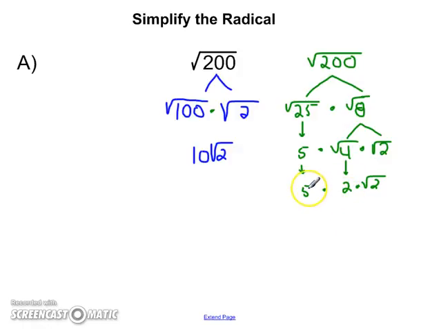Now that I have these two numbers out of the radical, I can go ahead and put those back together. 5 times 2 is 10. Tack on my square root of 2. So you'll notice in each case, I got to 10 times the square root of 2. I just did them in a different order. So you have to be able to break these numbers down into perfect square parts, if they will.